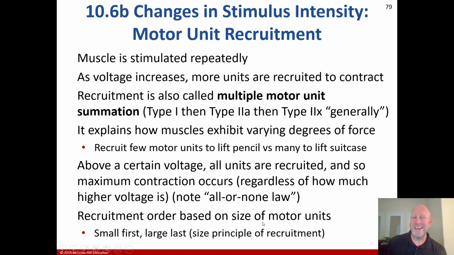Recruitment order is always based on the size of the motor units. The smallest are first, and consequently the smallest number of fibers are involved with those small motor units, those neurons with smaller numbers of fibers. The largest are last. Both in terms of the number of motor units fired, as well as the size of the fibers fired, it goes from smallest to largest: the size principle of recruitment. Your body's trying to conserve energy, trying to conserve the potential for production of force, and not give more than is needed. First of all, that wouldn't be helpful, and secondly, it'd be energy draining.